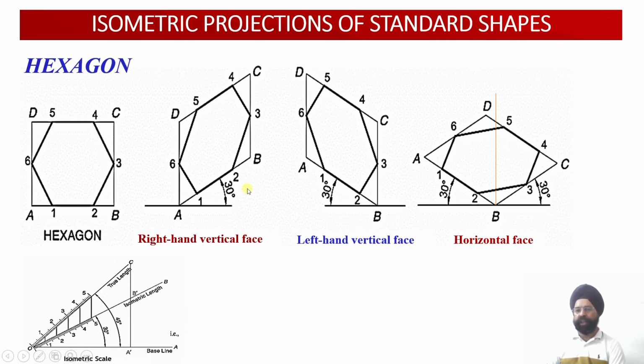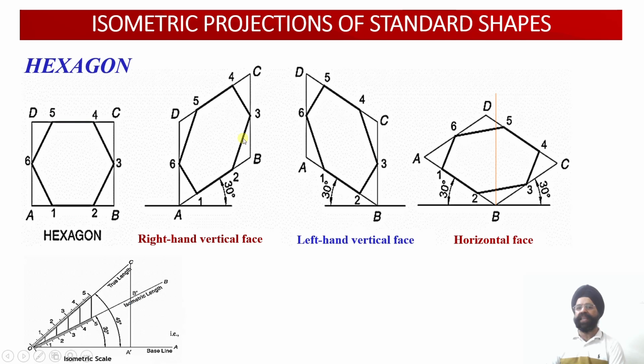And another thing we need to remember here, unlike the pentagon, there are 2 edges that lie on the isometric axis, parallel to the isometric axis. So these 2 lines or edges are isometric lines, whereas these 4 edges 2, 3, 3, 4, 5, 6 and 6, 1 are non-isometric lines.